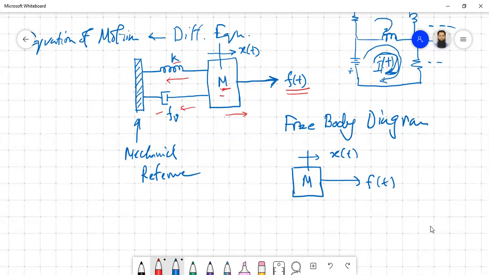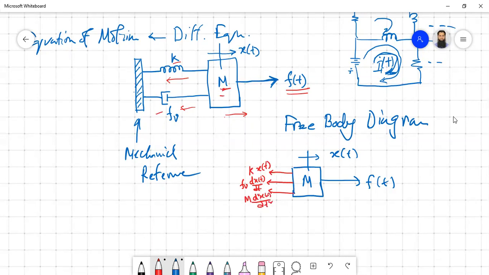So we'll have a force in the opposite direction because of the spring, according to our table, Kx(t). Next, because of the friction, you will have Fv dx(t)/dt, and as well as we'll have M d²x(t)/dt².